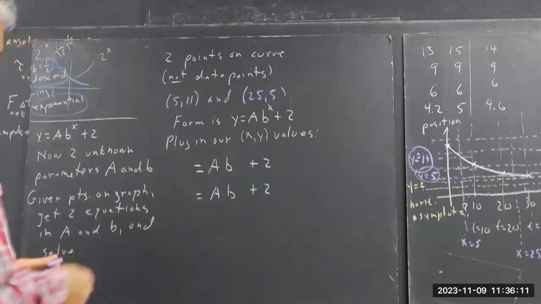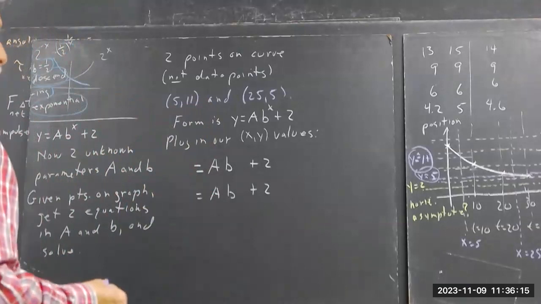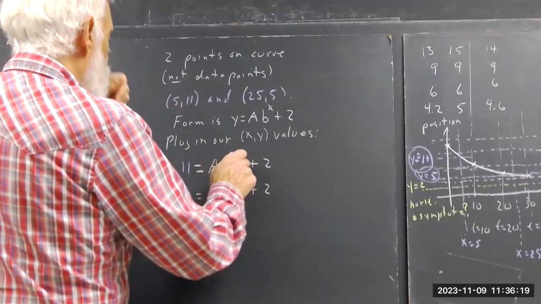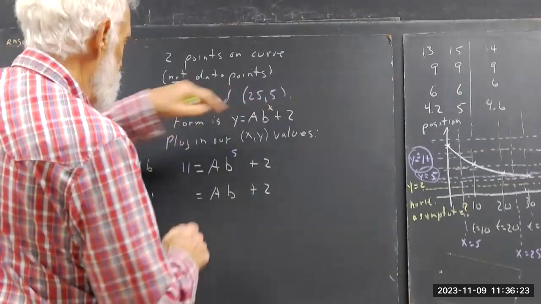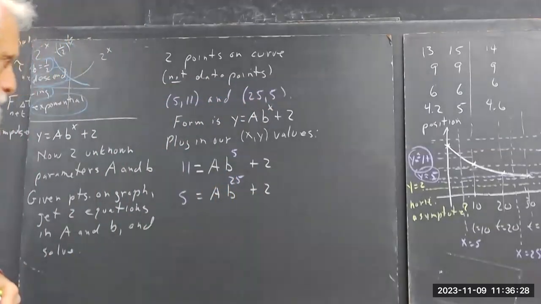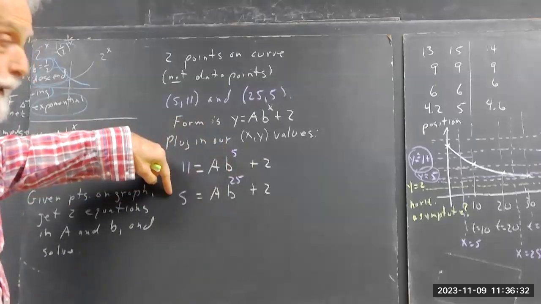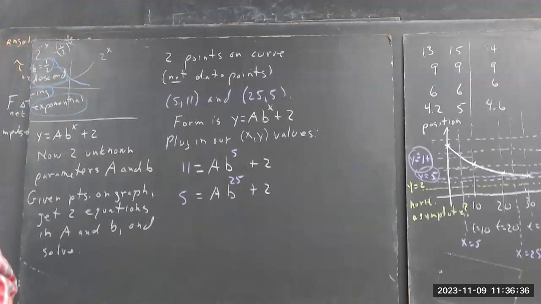I've written out both equations except I haven't written x or y because I want to plug the numbers in. So y is 11 when x is 5, and y is 5 when x is 25. So there's our points, (5, 11) and (25, 5). Okay, well, we've got these two equations. Now let's think about how we might solve these two equations.